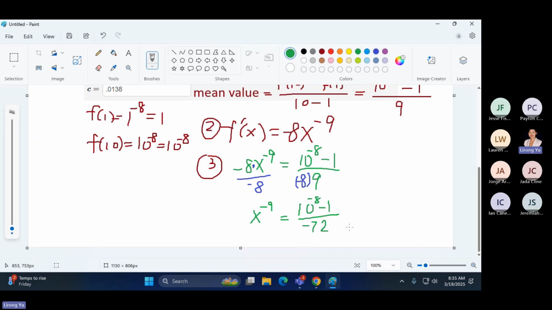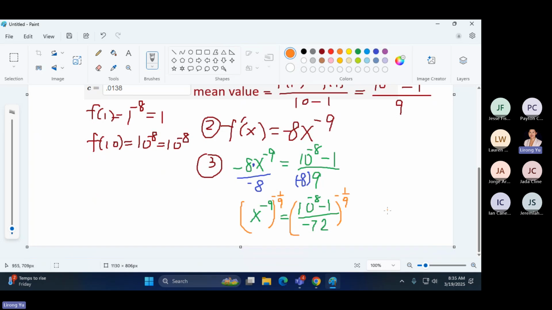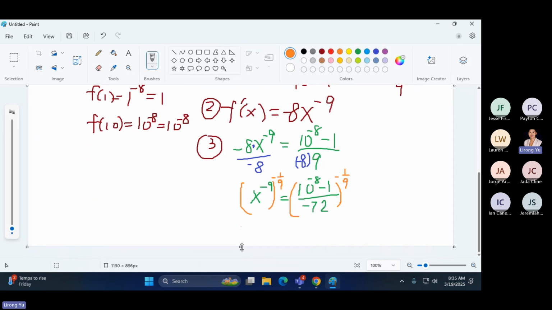So we are raising both sides of the equation to the power of negative 1/9. Okay, so both sides we raise to the negative 1/9 power. After we've done that, you can see on the left side of the equation, negative 9 multiplied by negative 1/9 is 1. That means x has a power of 1, which is the same as x. So the left side is x.